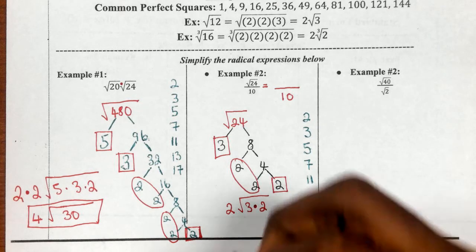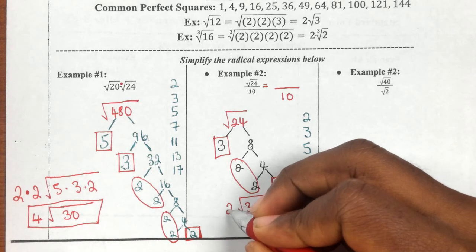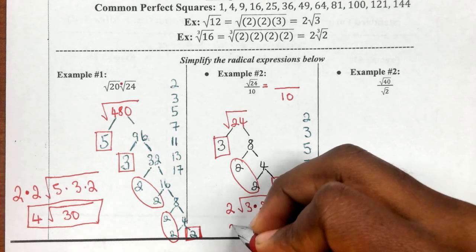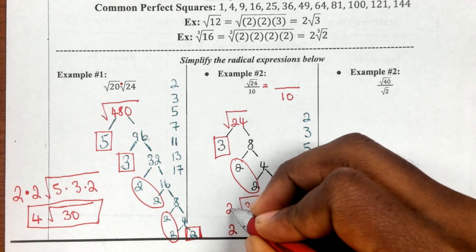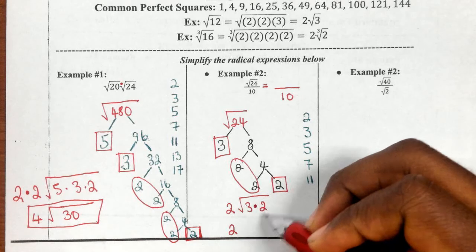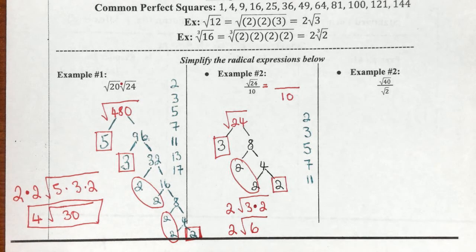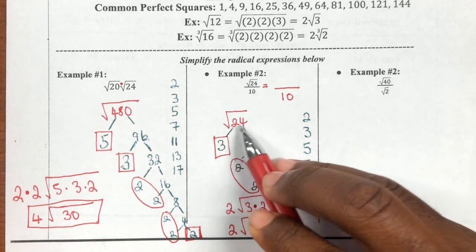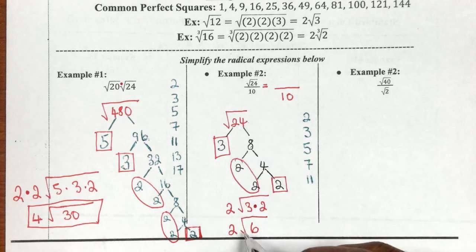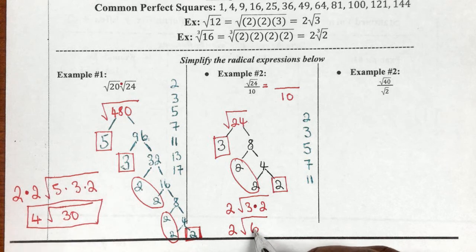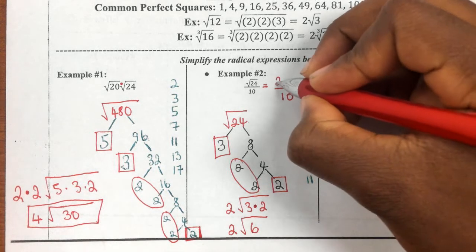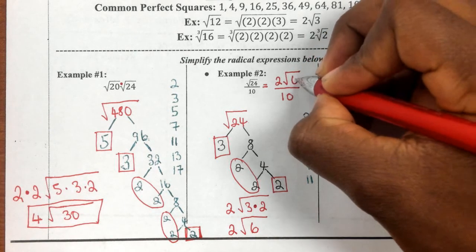Alright? So the 2 that's on the outside of that radical, that's in front, you're going to bring down because you're not multiplying this 2 by anything. But this 3 and 2 are being multiplied by each other and you get 6. Alright? So square root 24 or radical 24 can be replaced with 2 radical 6. So let's replace that, okay?